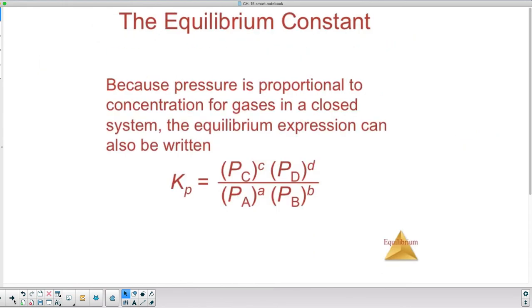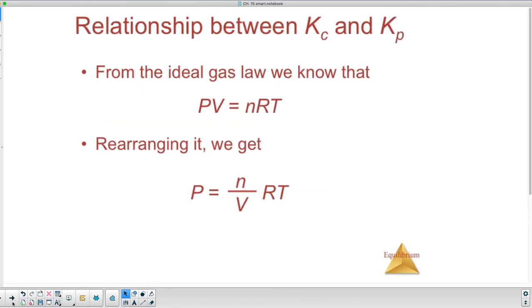The equilibrium constant. Because the pressure is proportional to the concentration for gases in a closed system, the equilibrium expression can also be solved as Kp. You saw me do this on the last set of problems. So let's keep going so we can see this. How do we get from Kc to Kp?